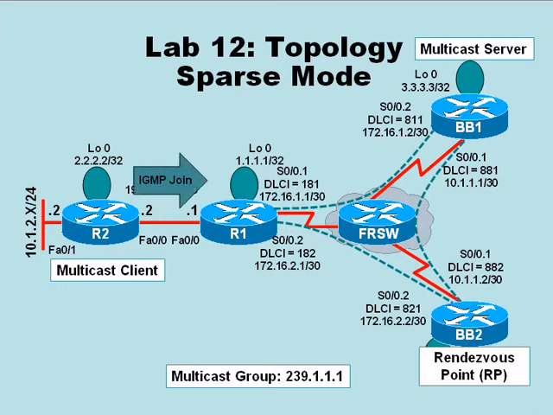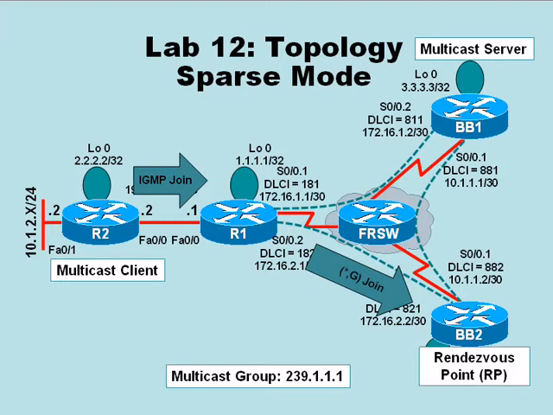In our case, router R2 is our multicast client, so it sends an IGMP join message up to router R1, and router R1 then sends a *,G join message up to router BB2. And when I say a *,G join message, the star represents the source and the G represents the multicast group. So the message being sent from R1 to BB2 says, I want to join the group, the G of 239.1.1.1, but the star, the asterisk, says, I'm not really concerned with who the source is. I don't even know who the source is. I just want to receive traffic from this group.